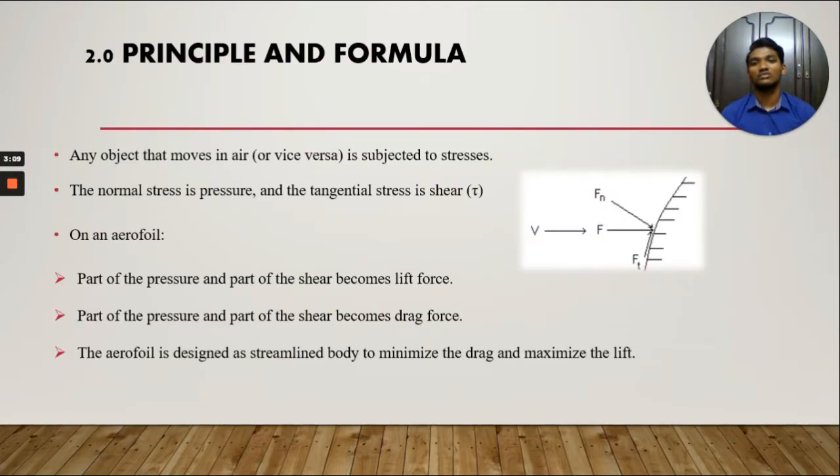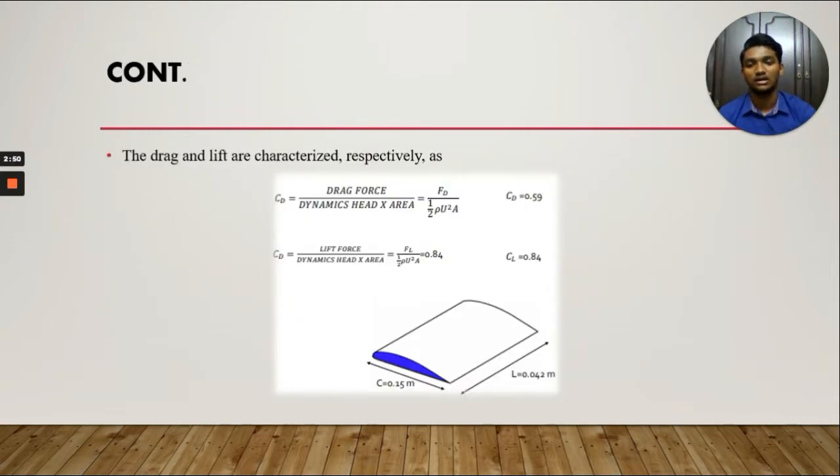First, we talk about the principle and formula. Here it is stated that on an aerofoil, part of the pressure and part of the shear becomes the lift force. Part of the pressure and part of the shear becomes the drag force. The aerofoil is designed as a streamlined body to minimize the drag and to maximize the lift. So this is a common picture. Then a continuation about the drag force and lift force.